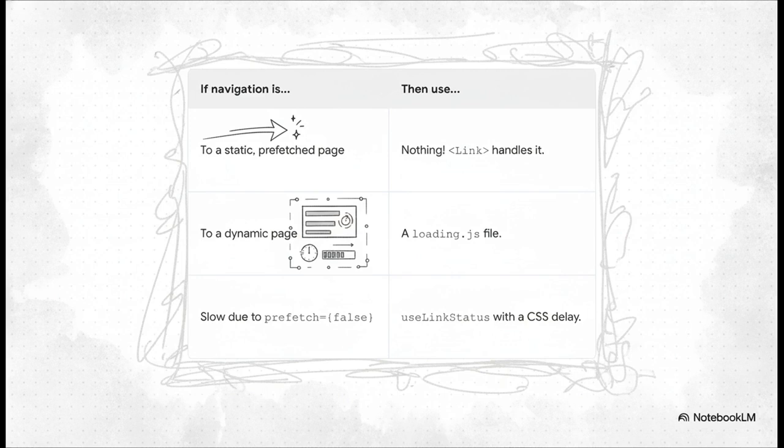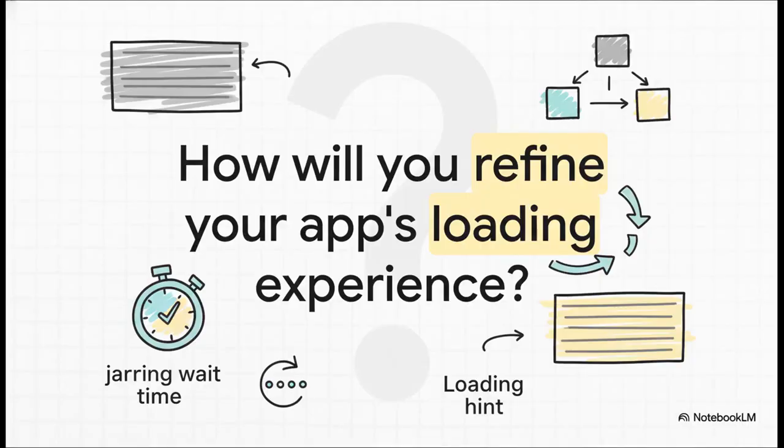If you're linking to a standard page that's prefetched, you do nothing. Next.js makes it feel instant right out of the box. If you're going to a dynamic page that has to fetch data, your best bet is to add a loading.js file. That gives you that instant transition to a skeleton UI. And finally, in that one very specific case where a link is slow because you turned off prefetching and you don't have a loading fallback, that's when you pull out useLinkStatus with that clever CSS delay trick for some subtle, polished feedback. And that pretty much brings us to the end.